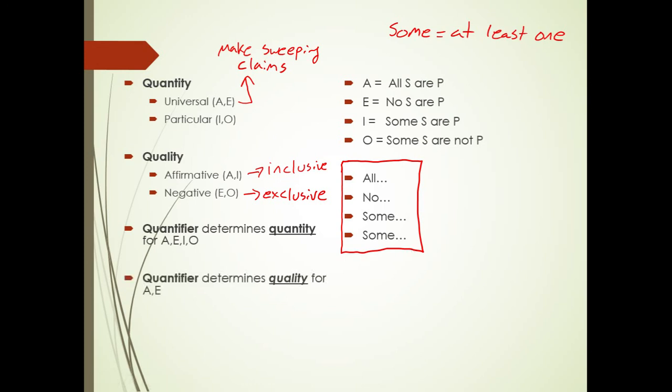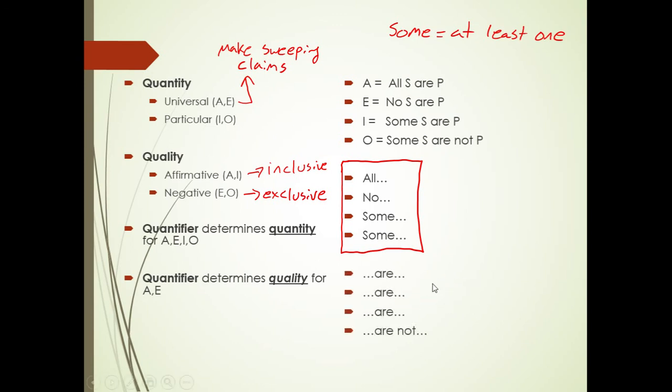And if you continue, the quantifier once again determines the quality for the A and the E statements. So remember, the quality is whether or not it's affirmative or negative. The A is all dot dot dot are dot dot dot, and the E is no dot dot dot are dot dot dot. So the quantifier, the all and the no, determine the quality for these two statements. Now remember, the affirmative is inclusive, so all blank are blank, that's the inclusive one. So this quantifier tells you that the A statement is affirmative. And then the no are is an exclusive claim. So this quantifier tells you that the quality is negative. So the quantifier determines the quality for the A and the E statements.